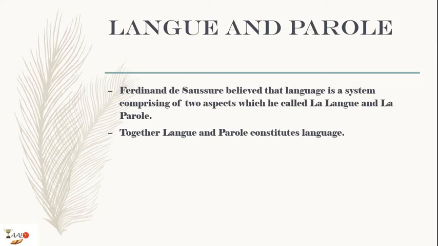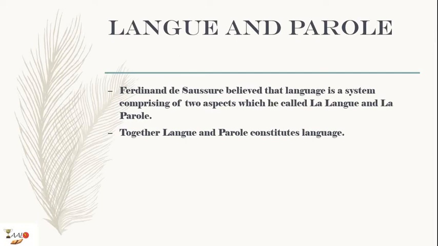Ferdinand Saussure believed that language is a system which comprises two aspects. He named those two aspects la langue, which roughly translates as the langue, and la parole, the parole. Together, Langue and Parole constitute language as such.